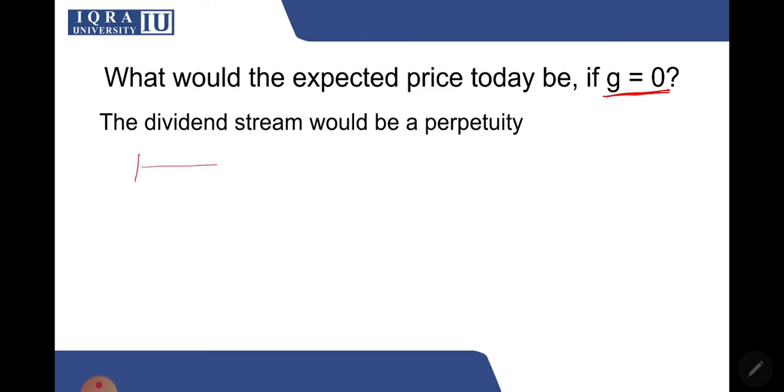So for example, in our previous example we had a dividend of 2 over here. And if the growth rate is zero, growth rate zero means that the dividend will not change. There will be no change at all. So 1, 2, 3. The dividend will remain the same in every case.